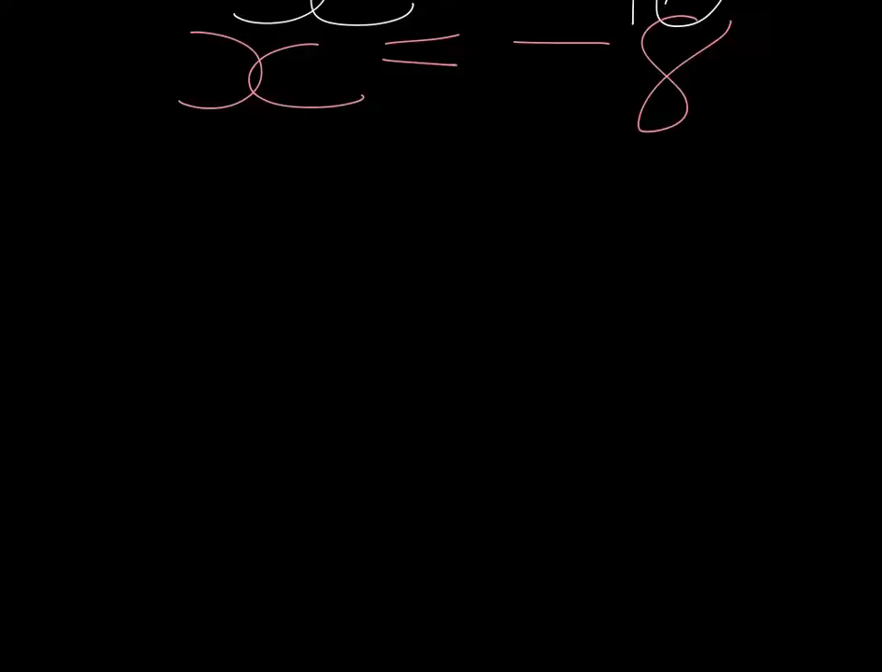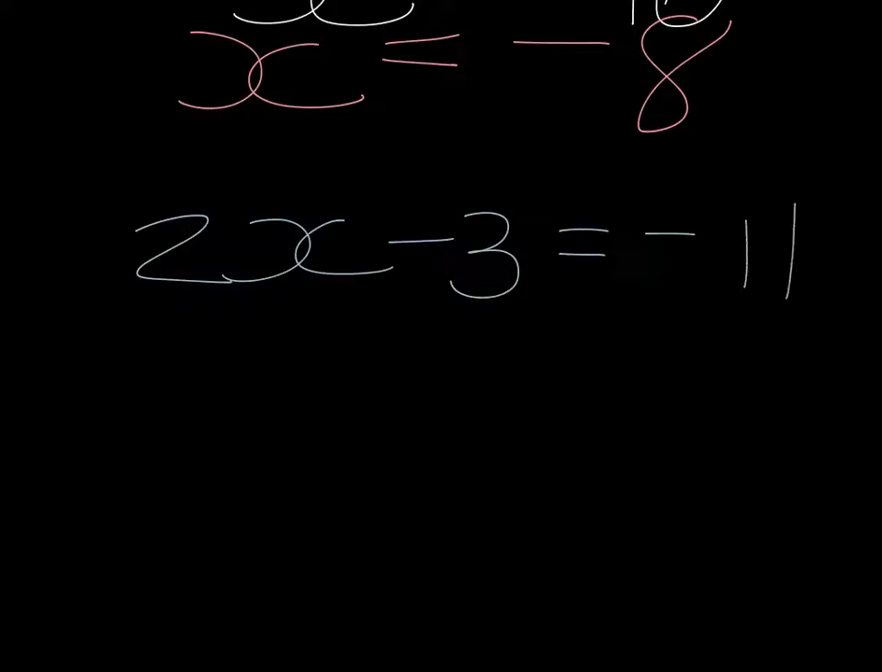Okay, let's do a slightly more complicated one. Let's go 2x take 3 equals negative 11. On this one, we've got two lots of numbers. We've got our 2x, but we've also got a negative 3. So let's get rid of that negative 3 first. How do we do that? Well, we go negative 3, so I'm going to go plus 3, and on this side, I'm going to go plus 3.